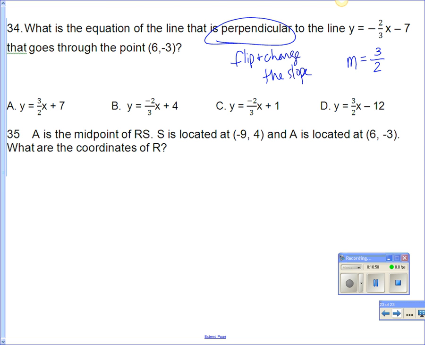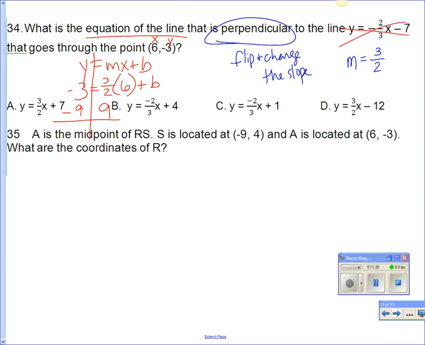And then I'm going to mark this out. I only need my m, my slope. M stands for slope. All right, the next thing, equation of a line. That formula is y equals mx plus b. And I'm going to put in negative 3 for y, 3 over 2 for m, 6 for x plus b. When you multiply 3 over 2 times 6, you get 9. And when you move it over here, it becomes negative 9. So you get negative 12 equals b. So your answer is D.